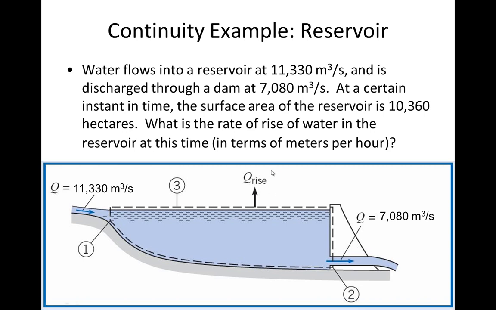We want to first find the Q rise. Q is, of course, a volumetric variable, so we'll find the difference between the in and the out in terms of the volume, cubic meters per second, that's accumulating inside the reservoir, and then we'll use that along with the area of the reservoir to find the velocity at which the water is rising.